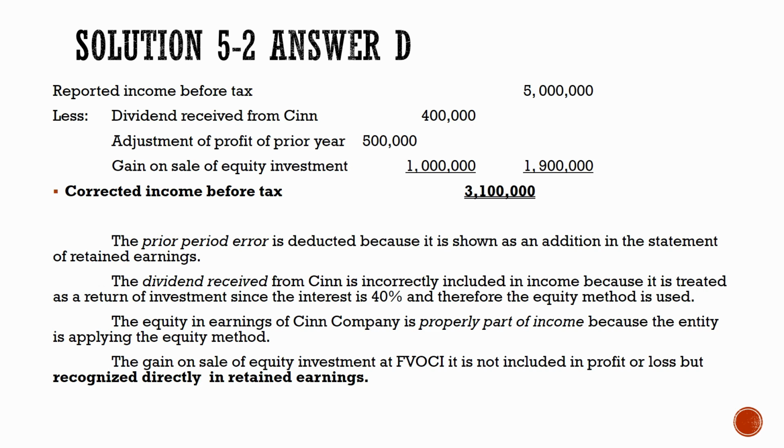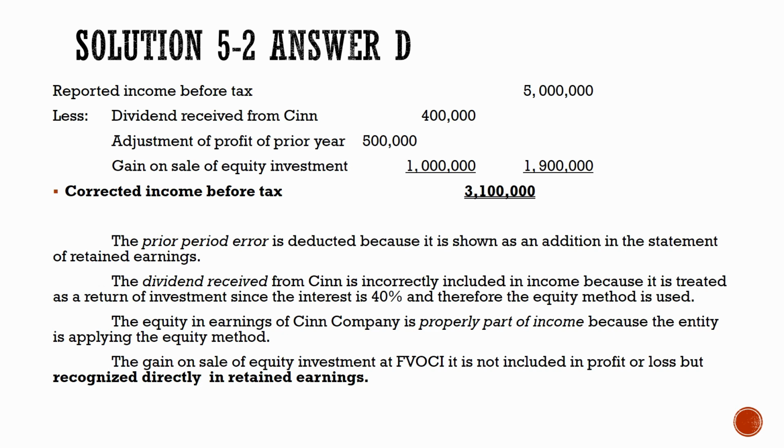Yung prior period error dito ay deducted dahil it is shown as an addition in the statement of retained earnings. Yung dividend received naman dito ay incorrectly included in income dahil it is treated as a return of investment since the interest is 40%. At ang ginamit nating method is equity method. Yung equity earnings naman ng company ay properly part na talaga ng income dahil nga in-apply yung entity yung equity method. While the gain on sale of equity investment at fair value through other comprehensive income ay di included sa profit or loss pero recognized siya directly sa retained earnings, kaya included sila sa pag-compute.